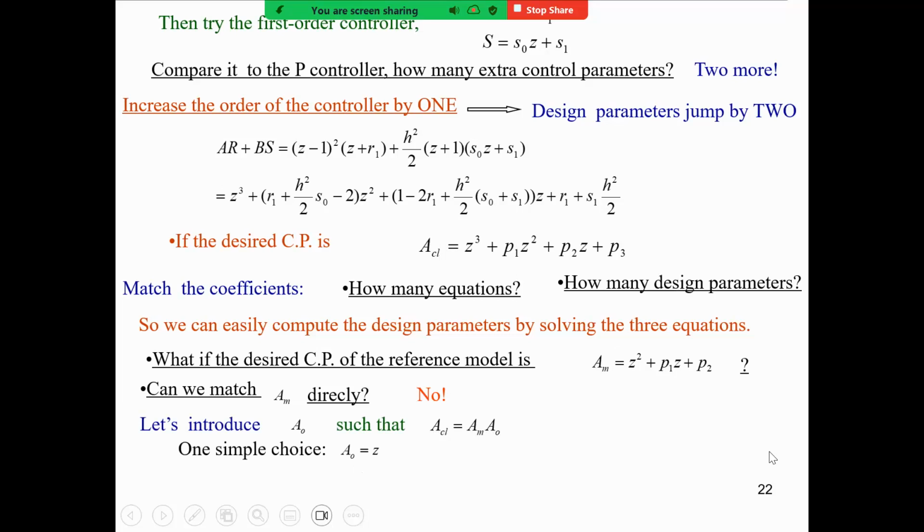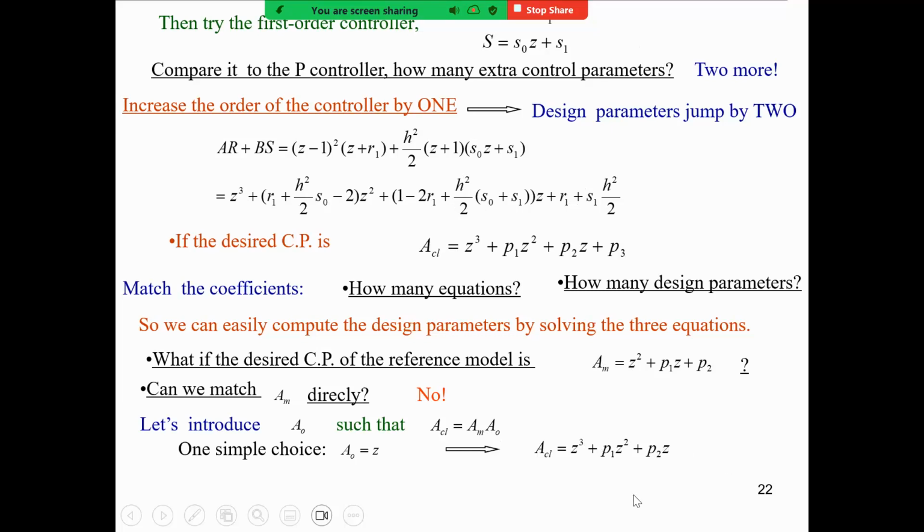There are many choices. In many cases, the simple choice is you just put A naught as Z. Of course, A naught has to be stable. Z is a stable polynomial because the pole is at 0. That is a very stable pole. So this AM times A naught is Z cubed plus P1 Z squared plus P2 Z. If you match this one, now you try to design your three design parameters to match this polynomial. This time, can you do it? How many equations are we going to get? Three, because P3 equals 0.